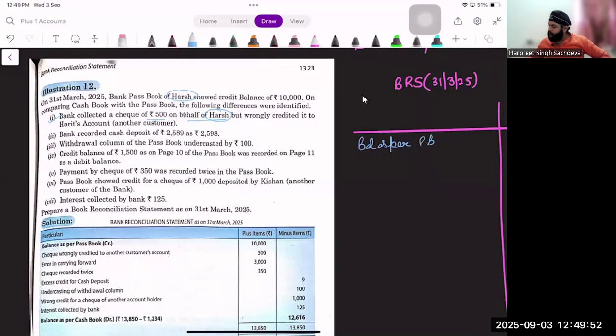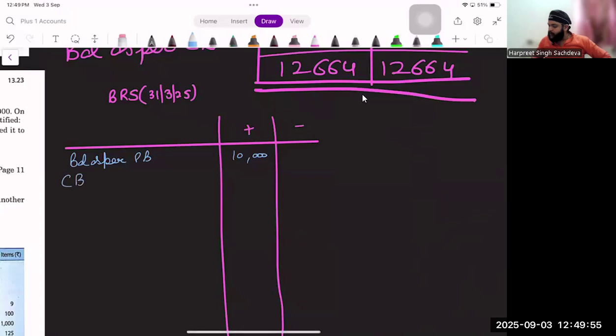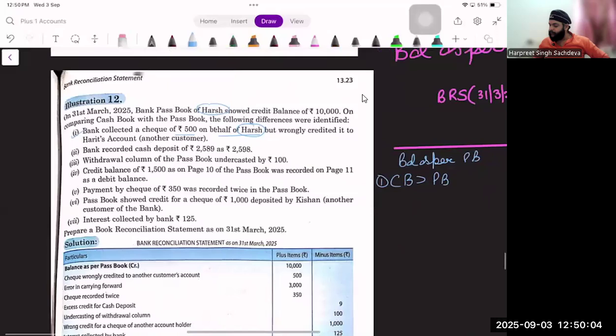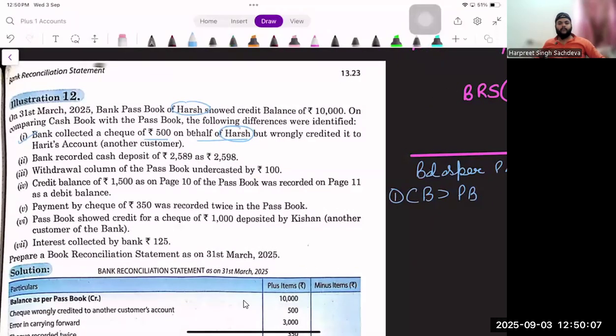So what will we do? Cash book is greater than passbook for the first point, with rupees 500. So passbook is smaller, will add. Yes or no? Agree everyone? Agree with the first point? Any doubt in this? First point, important one. Clear? Everyone else clear, Raja? Diksha, Jasmine, Vanshika, Ashan. Jasmine has answered. Others? Vanshika?